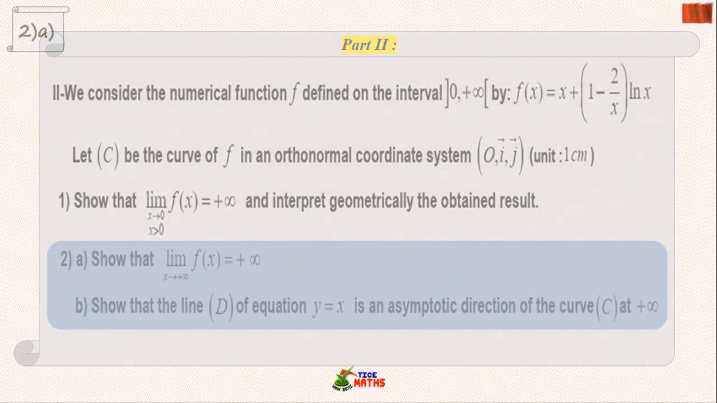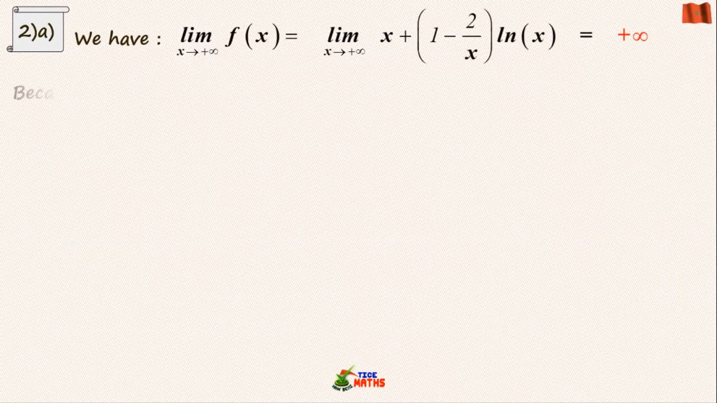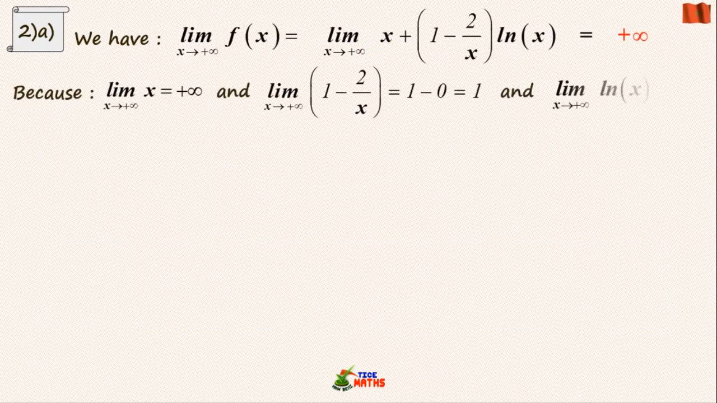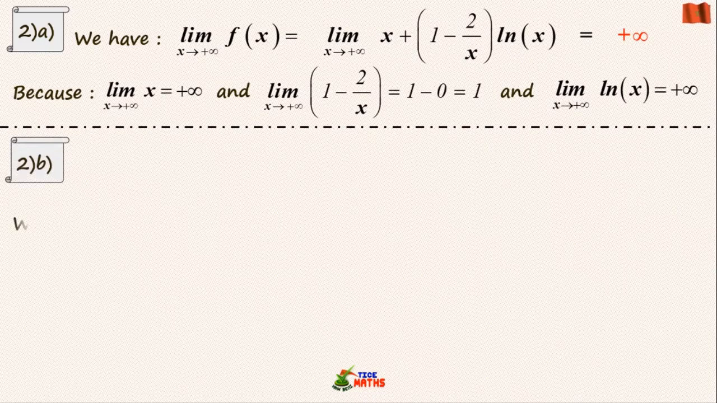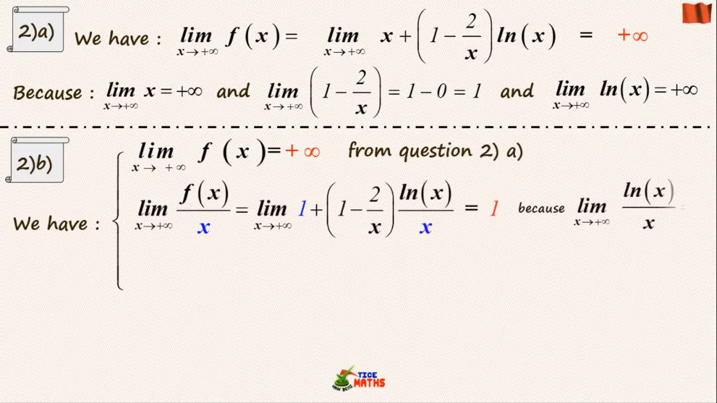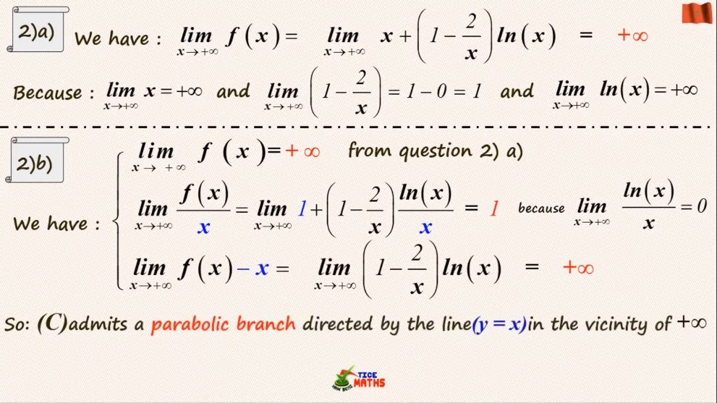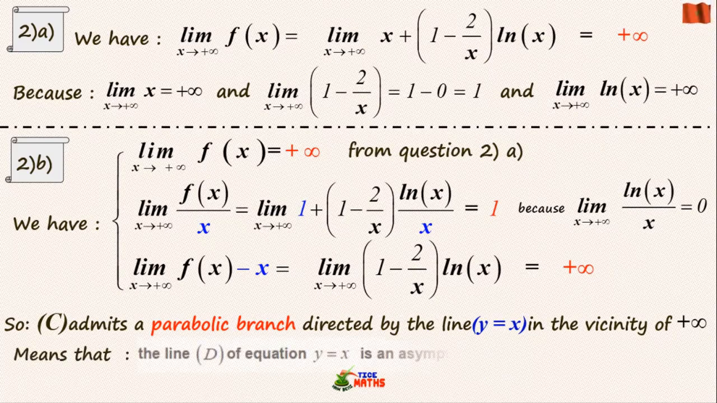In the sub-questions of question 2, all the limits we are looking for can be calculated directly using classical limits and the two usual logarithmic limits: limit ln of x when x tends to plus infinity equals plus infinity, and limit ln of x over x when x tends to plus infinity equals 0. The nature of the infinite branch of the graph C near plus infinity is obtained through the three limits calculated in 2b.